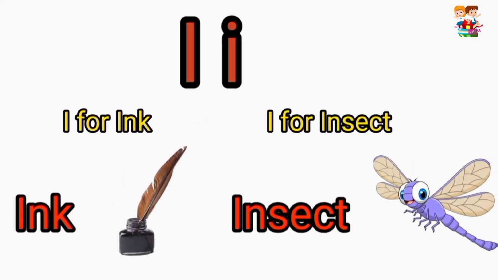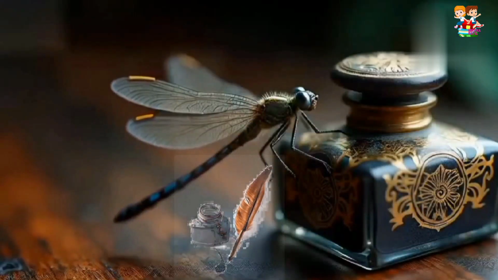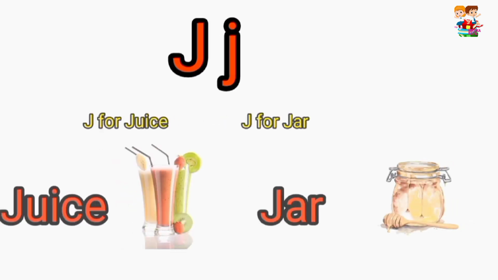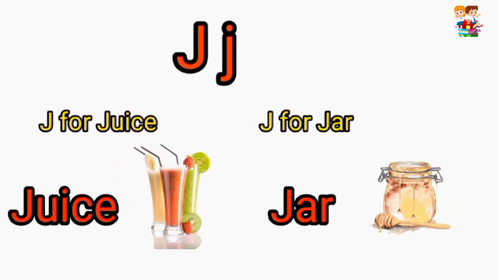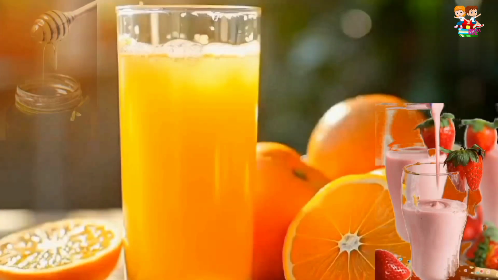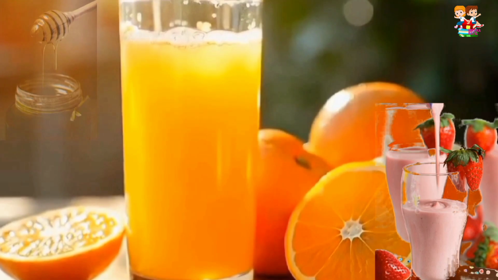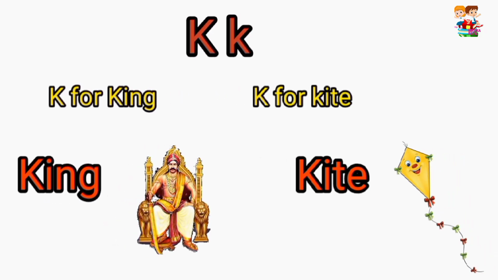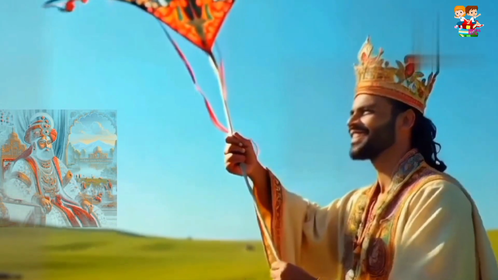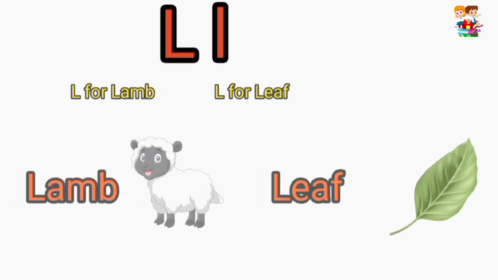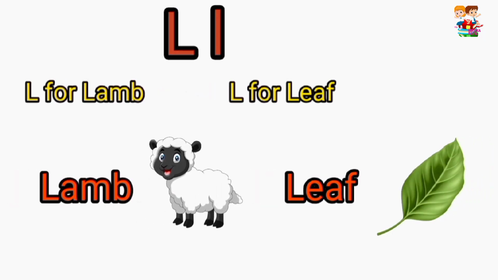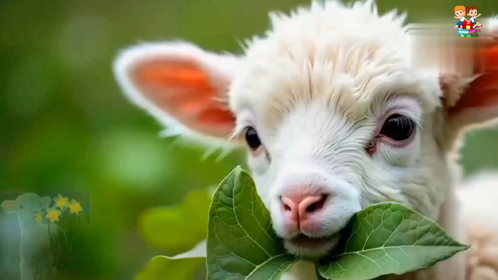I for ink and I for insect, I. J for juice, J for jar, J. K for king and K for kite, K. L for lamb, L for leaf, L.